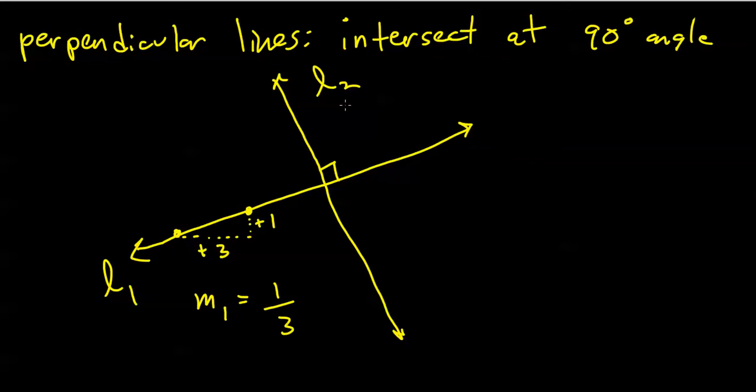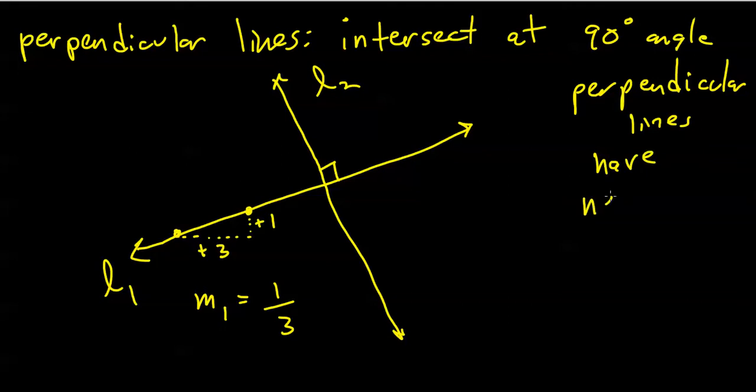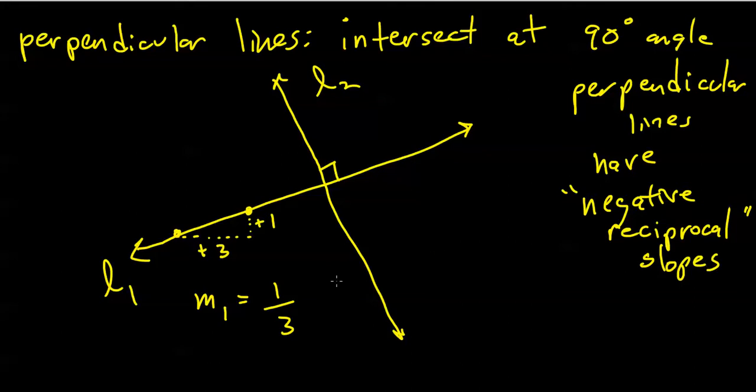Now if L2 is perpendicular to L1, let me say this: perpendicular lines have negative reciprocal slopes. And what does that mean? Well, it means just what it says. They're both negative and reciprocal. So what's the negative reciprocal of 1/3? If I take the reciprocal of 1/3, it's 3. So the negative reciprocal of 1/3 would be negative 3.